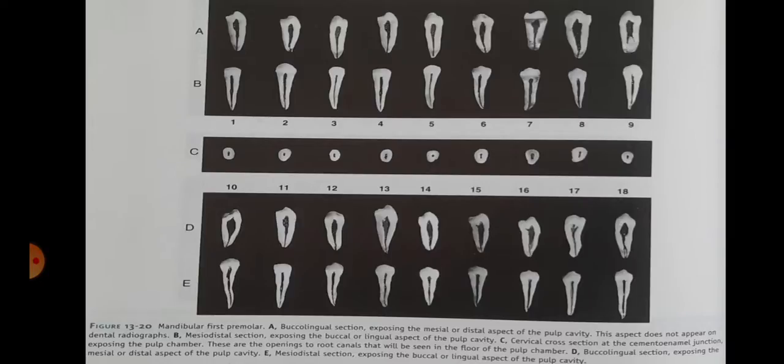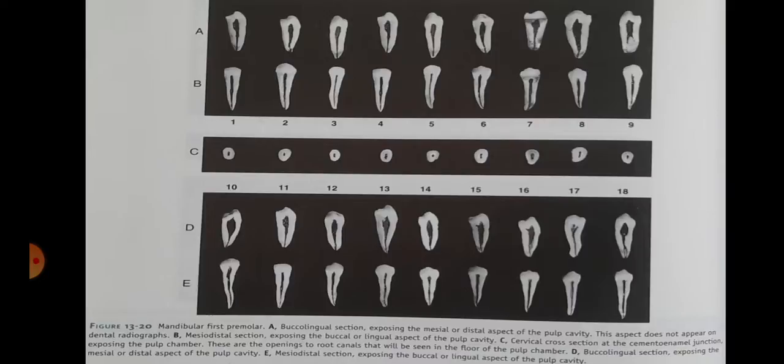You can see this in figure 13.20 A1, 4 and 6 through 9, B10, 11 and 12. It may be completely absent. You can see this in figure 13.20 A2, 3 and 5, D18. The pulp chamber is usually very large.